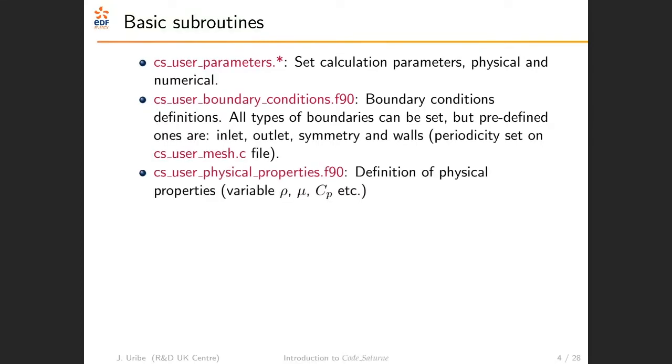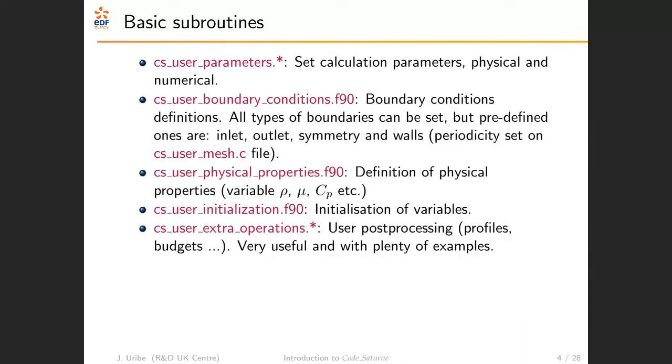Another very useful subroutine is user physical properties, where you can define things like density, viscosity, etc., as a variation of temperature or the variable that you want to use. cs_user_initialization, again, is self-explanatory.